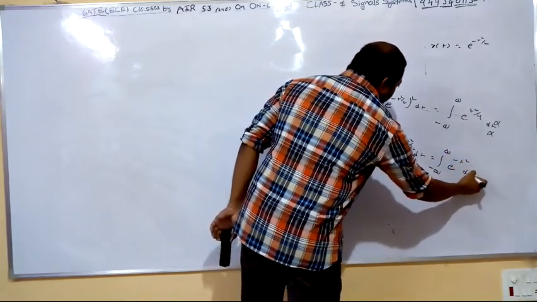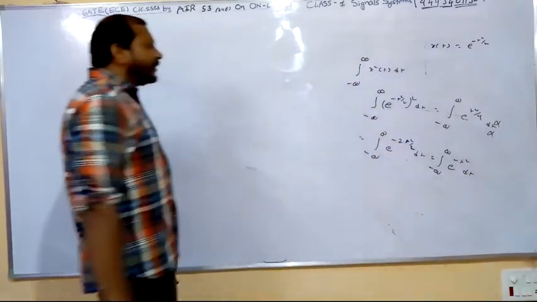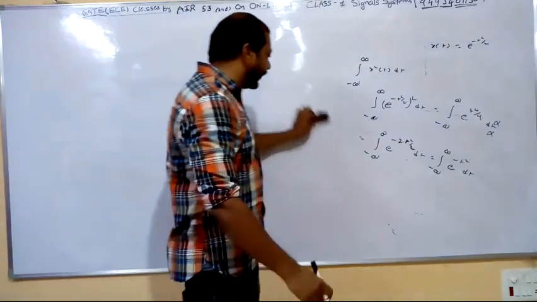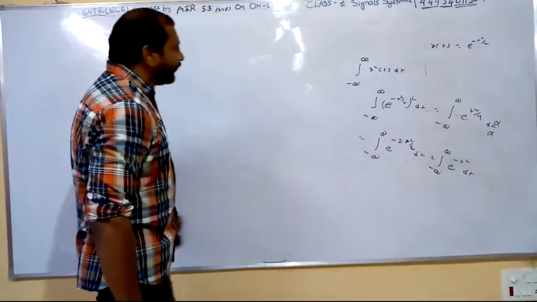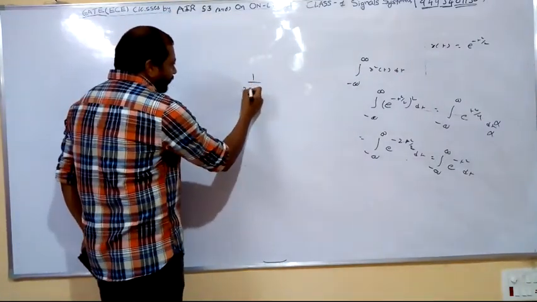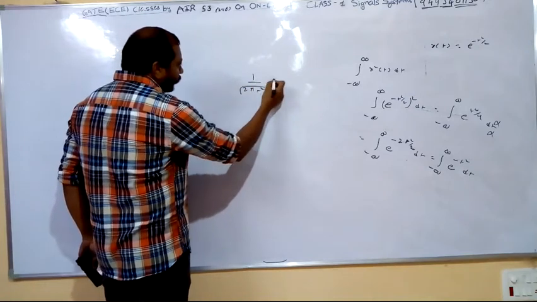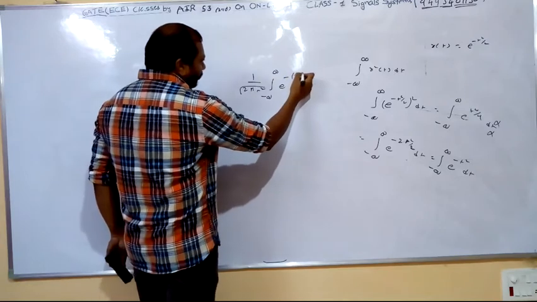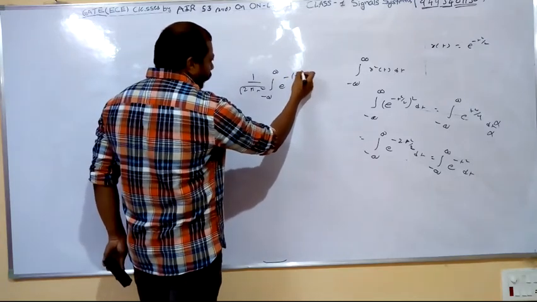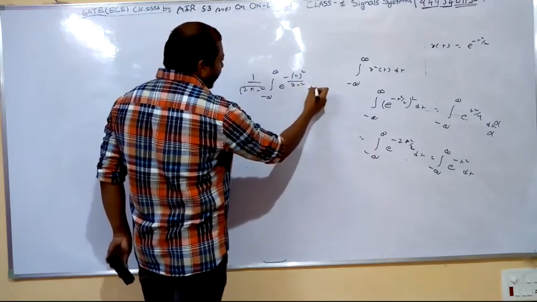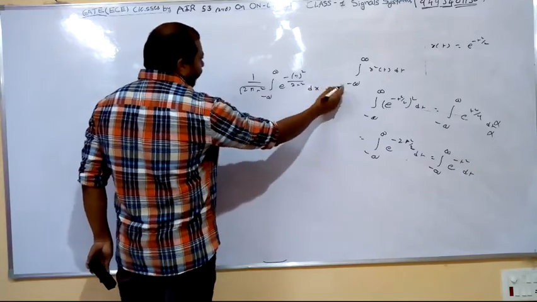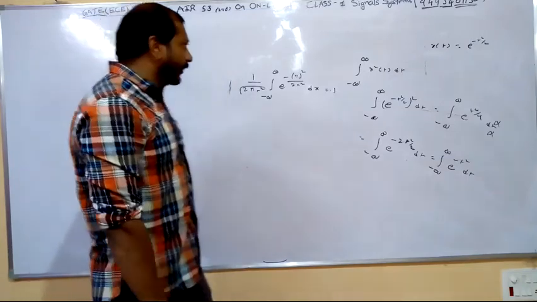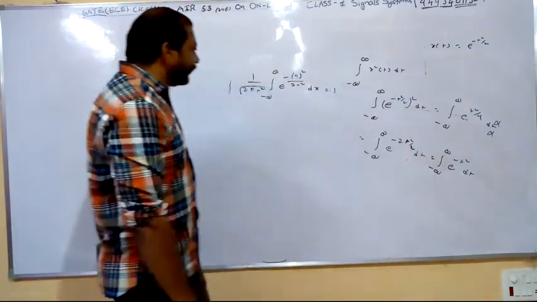So this can be represented as the integration from minus infinity to infinity of e to the power minus t square dt. Already we have calculated this integration in mathematics, by considering the Gaussian random variable. Here it is 1 by root 2 pi sigma square into the integration from minus infinity to infinity of e to the power minus x minus the mean, whole square, where the mean you are considering as 0, that is x square divided by 2 sigma square, dx. This is always equal to 1 only.